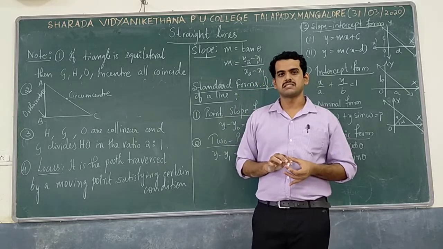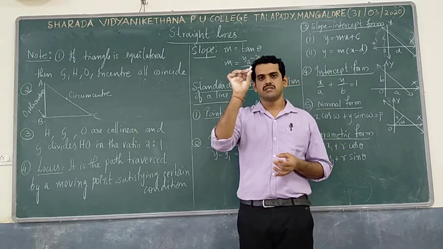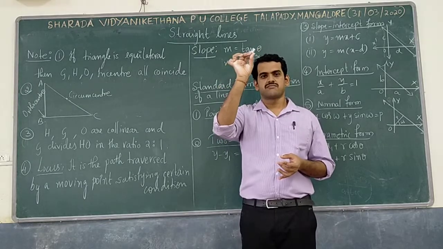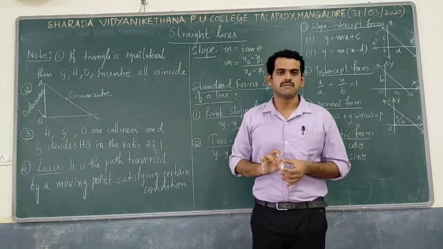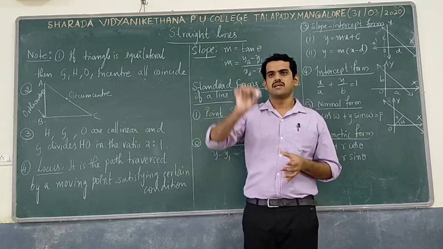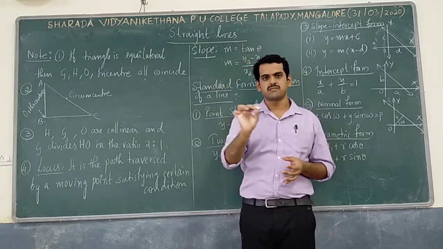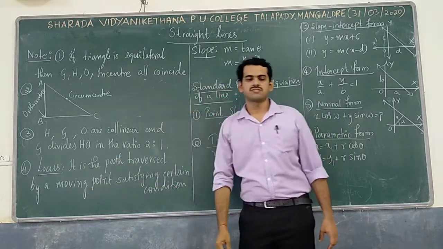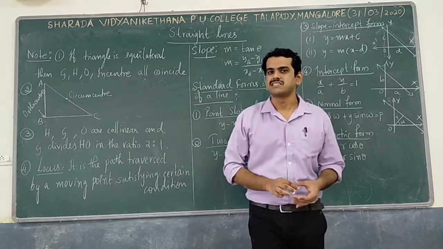What exactly is a circle? If you take a point, it moves in such a way that its distance from a fixed point always remains a constant. Then that path traversed by that moving point is going to give you the locus of that, which is called a circle.